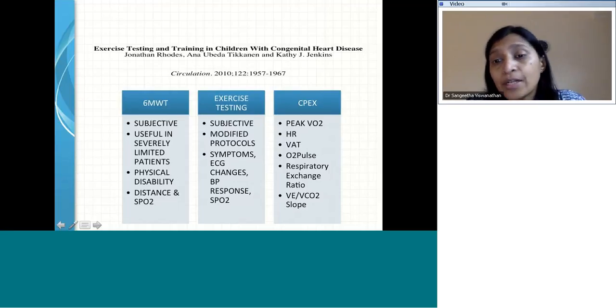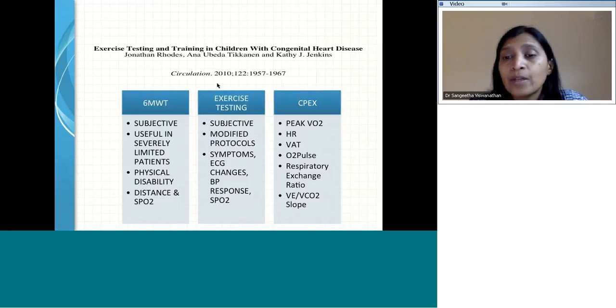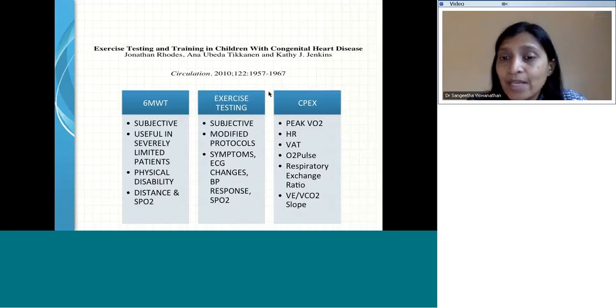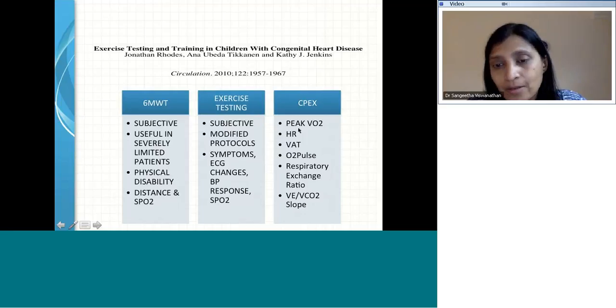So we look at the heart rate of the patient. A good heart rate response is quite important. That is a normal response of the heart to exercise. In an adult patient with acquired heart disease, we have this concept of a target heart rate. It's usually defined as 220 minus the patient's age. This may not be completely applicable to children, and we don't use it as rigidly as in adult practice.